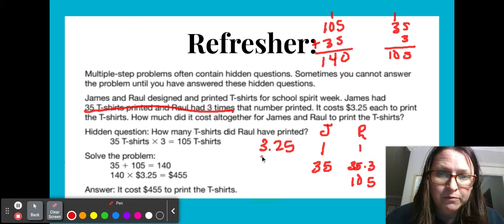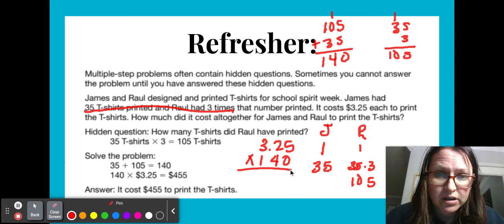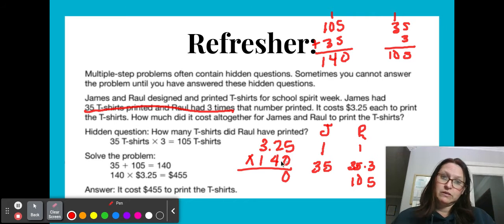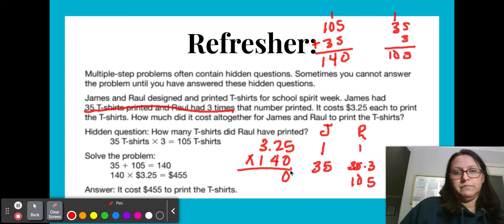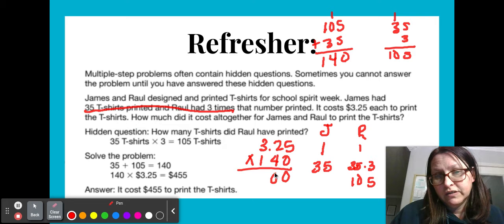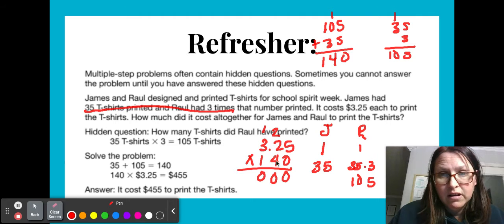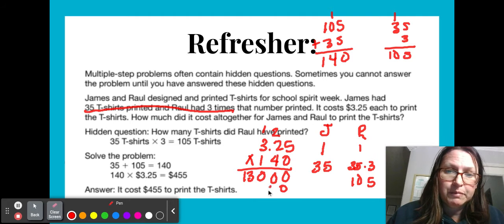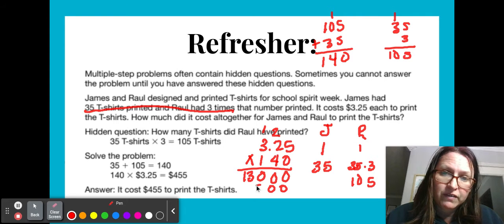Now I have to take 140 shirts times $3.25 each. So 0 times anything is 0. And now I've got 5 times 4 is 20. 4 times 2 is 8, plus 2 is 10. 4 times 3 is 12, plus 1 is 13. Now let me put my 2 placeholders. 1 times 5 is 5. 1 times 2 is 2. 1 times 3 is 3.